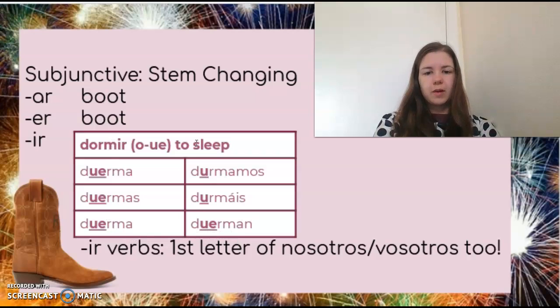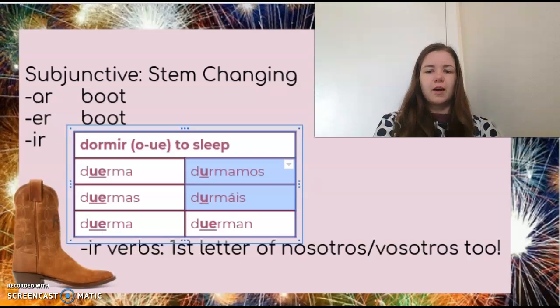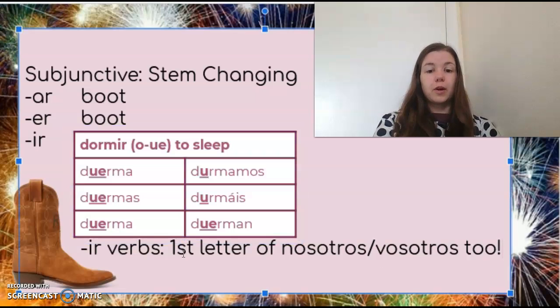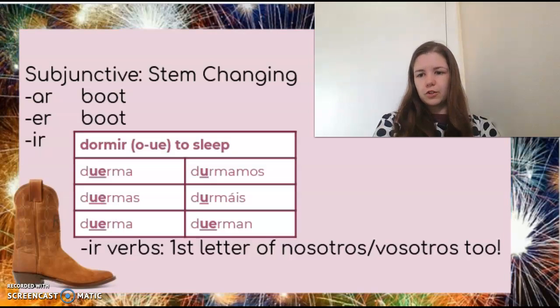But then, just because it's an IR verb, in the nosotros and vosotros outside of a boot, it changes to one letter. You can remember this IR rule because in the present progressive tense, like the ndo, and in the preterite tense, the past tense for one event, they also had IR to one letter. So in present subjunctive, it's just IR one letter only outside of a boot. Everything else stays normal. Boot shape still gets a stem change.